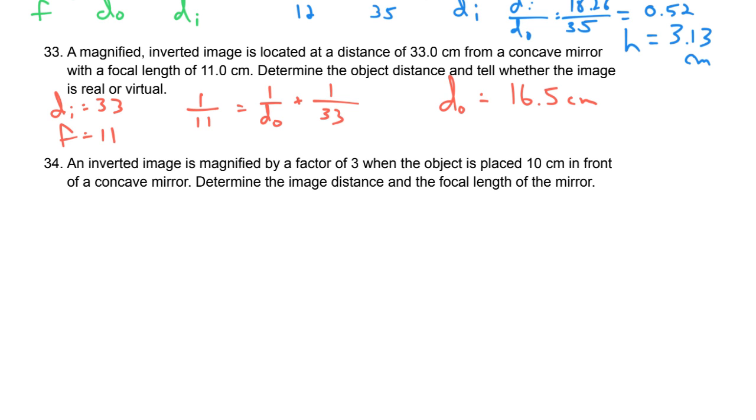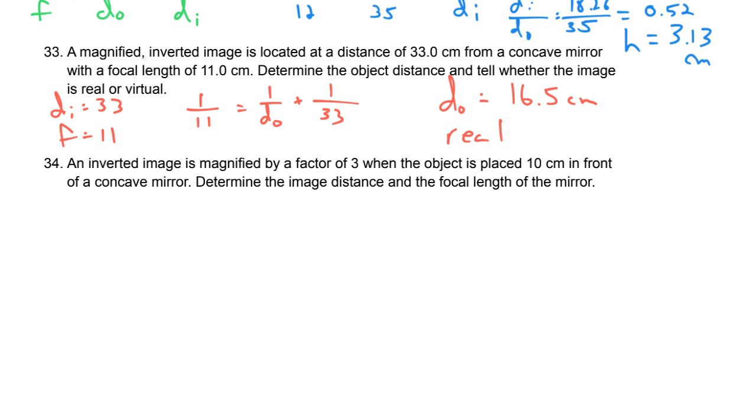Determine the object distance and then whether the image is real or virtual. This would count as a real image because we could put a screen there and capture the image. The light is actually converging where it looks like it's converging.